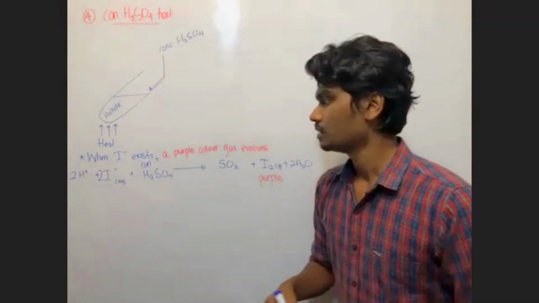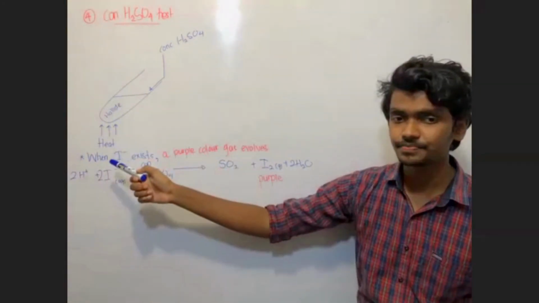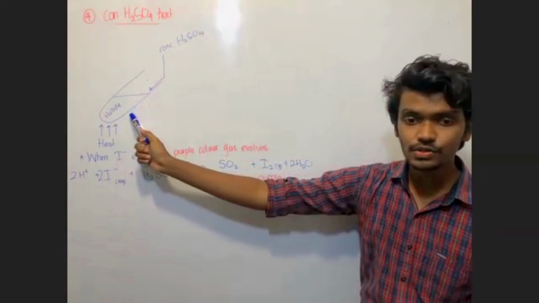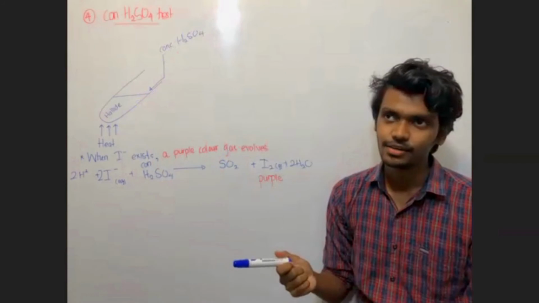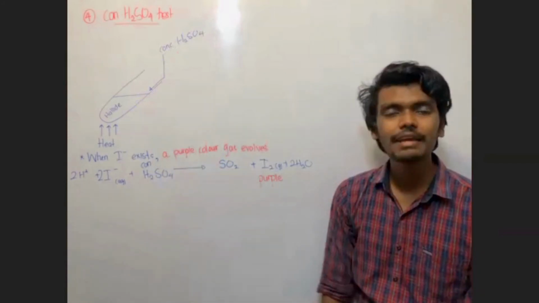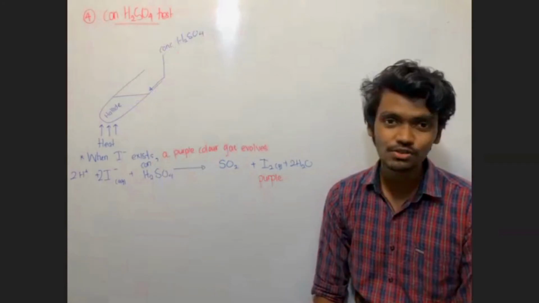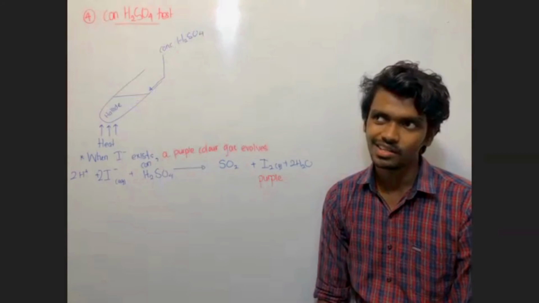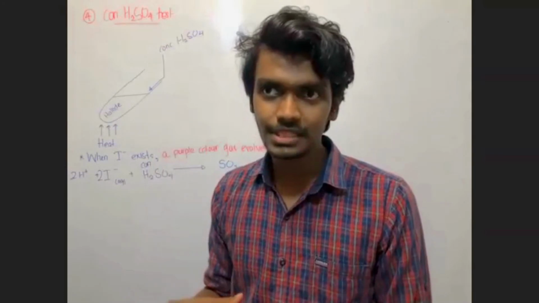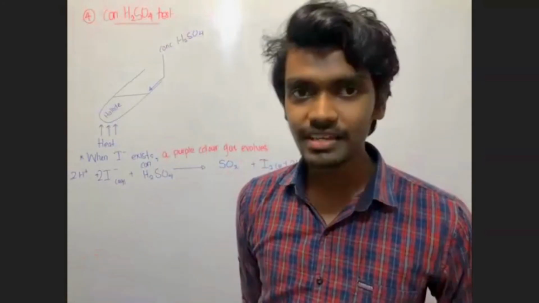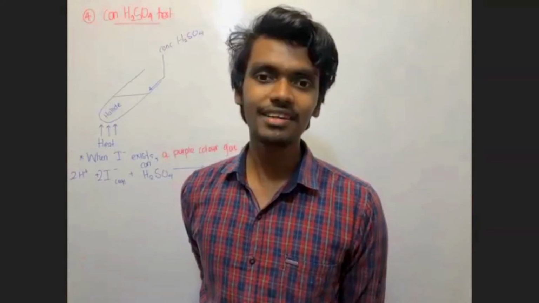So for a halide containing I minus, when you add concentrated H2SO4, you can observe this, and you will have to heat. If you do not heat, this will not take place, because the oxidizing strength of H2SO4 is not sufficient. H2SO4 is not a very strong oxidizing agent. So we can use a strong oxidizing agent, but these are practical things.